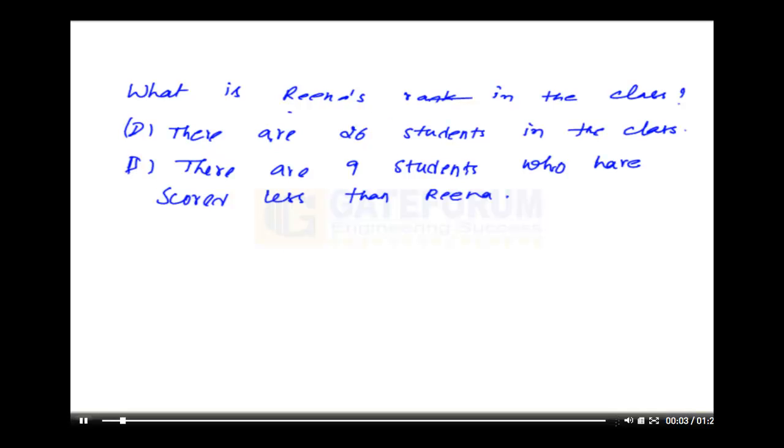Rank of Reena in her class. Now look here. Let us look into the statement 1. He's saying that there are 26 students in a class. If there are 26 students in a class, but we have no information about the positions of those students, that means the ranks. So we cannot answer this question by only statement 1.